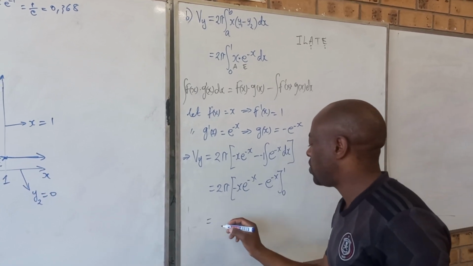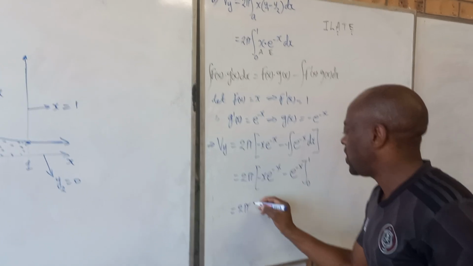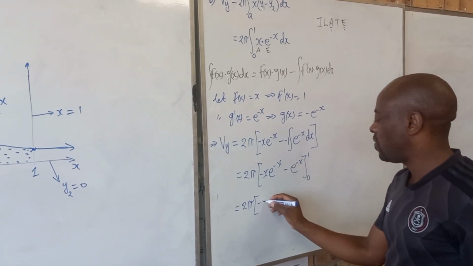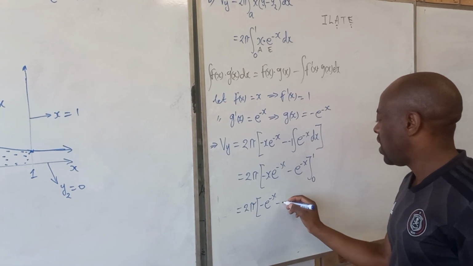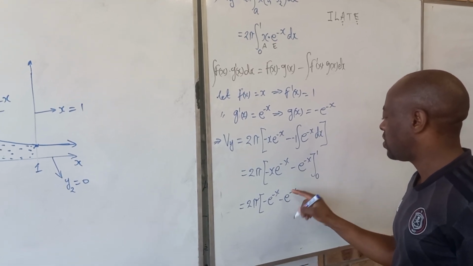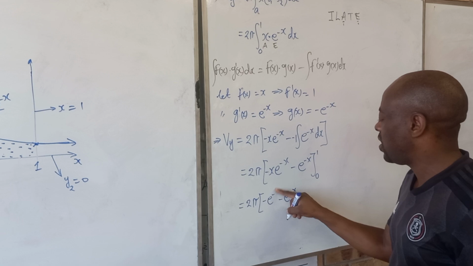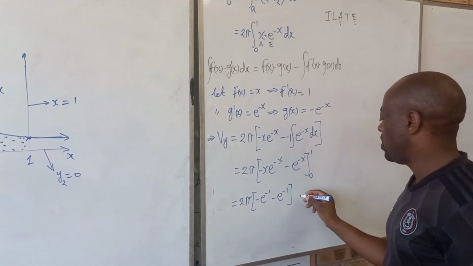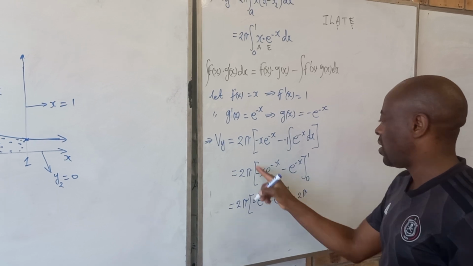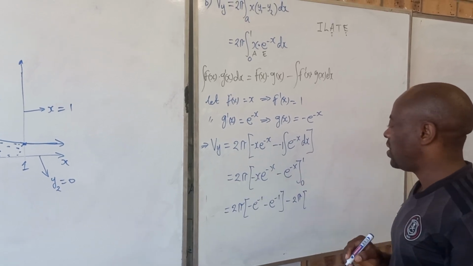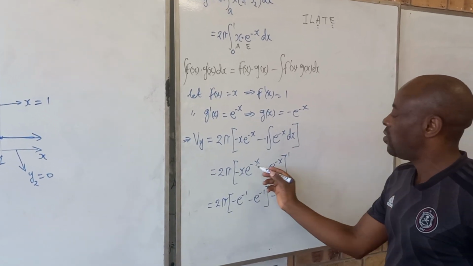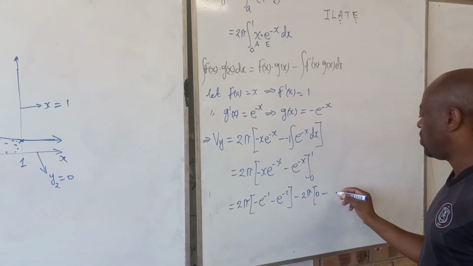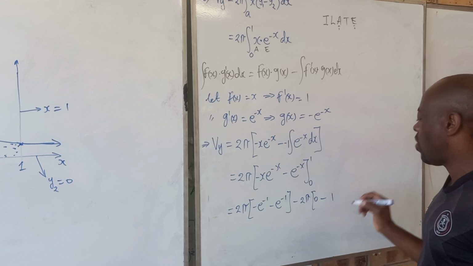Then now we substitute our limit, the upper limit first. Everywhere there is x, I'm putting 1. So I will get negative e to the power negative 1 minus e to the power negative 1. I'm replacing every x by 1. Then I close the bracket. I start all over again. So I capture my 2 pi. Then I replace every x by the lower limit 0. If I put 0 here, all of this is 0. Minus, if I put 0 here, e to the power 0 is 1.